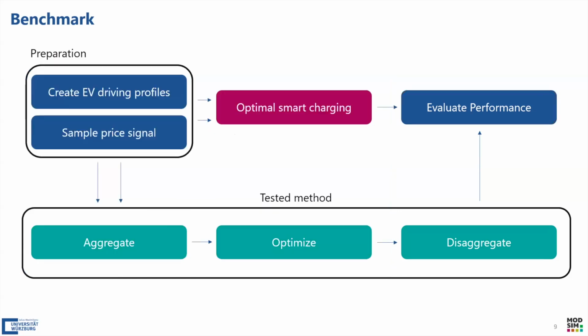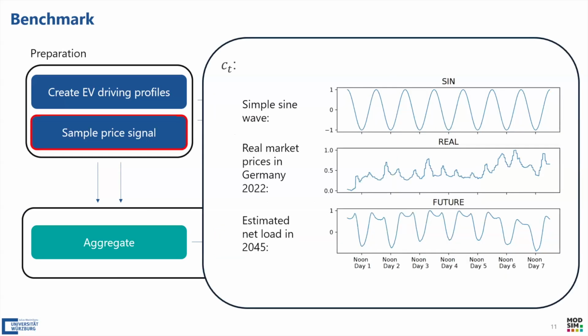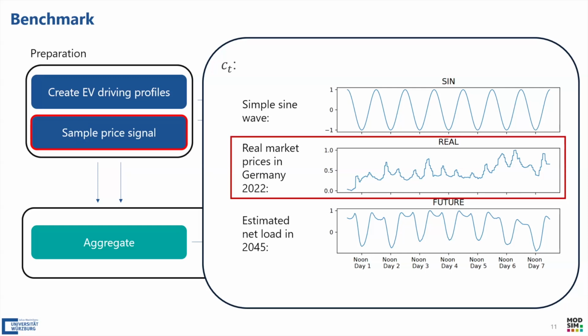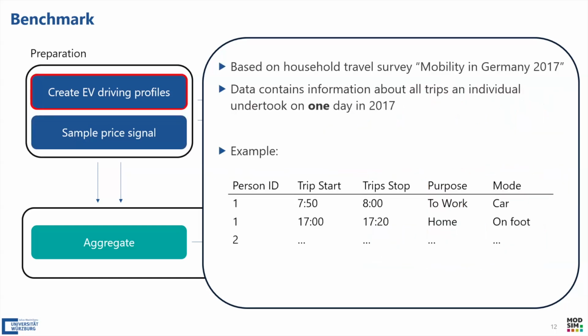And of course, we need a price signal for that in order to determine what charging actually costs. And I had a look at like 3 simple price signals. So a simple sine wave just for comparison, and the real market prices in Germany and some estimation of a future net load. And the results I want to show today will all reference the real market prices in Germany. Then we need driving profiles, and I used the MiD, so the Mobility in Germany 2017, for that.